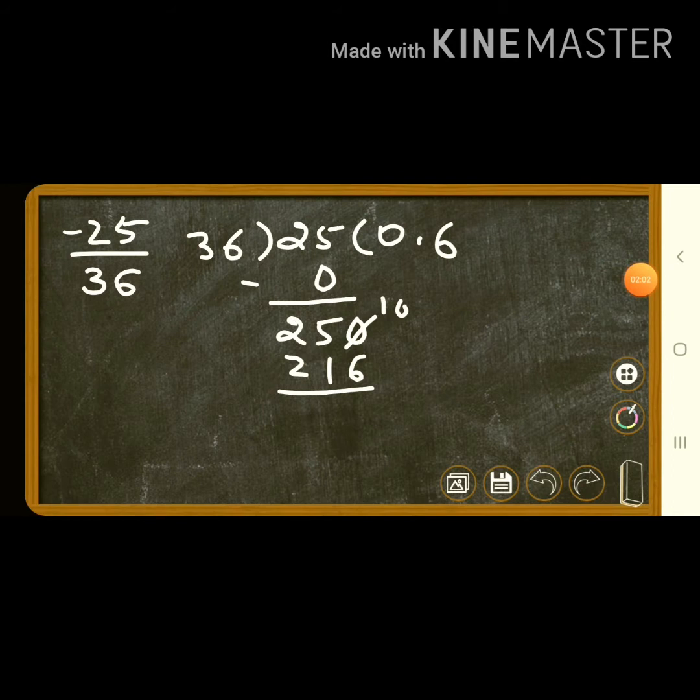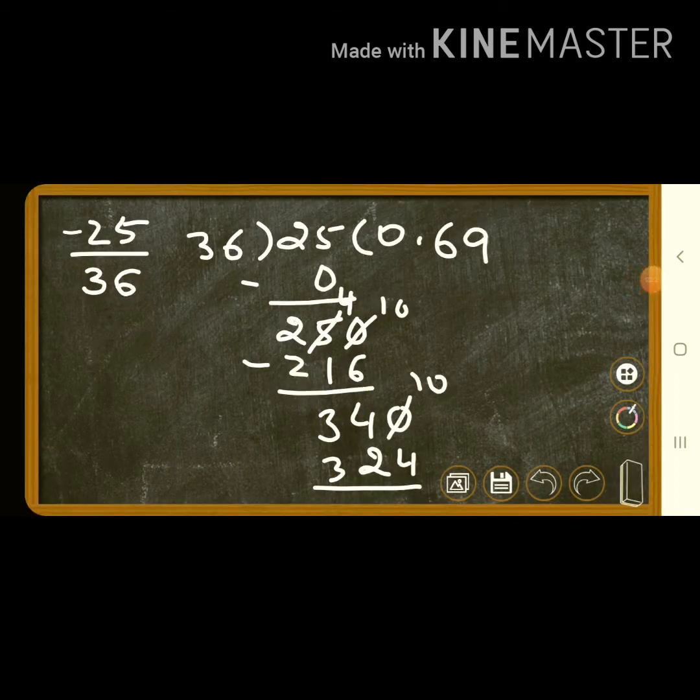0 becomes 10 and 5 becomes 4. 10 minus 6 is 4. 4 minus 1 is 3. Now 36 9s are 324. The remainder is, so 0 becomes 10 and 4 becomes 3. 10 minus 4 is 6. Let me write it here. 3 minus 2, 1. So it becomes 160.